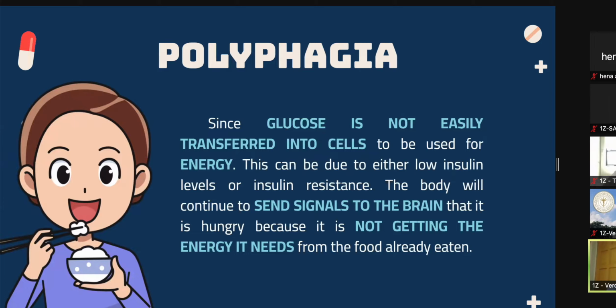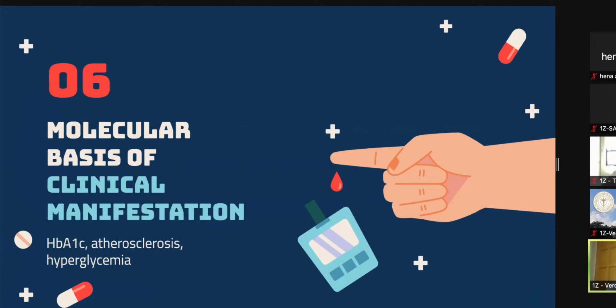In those with diabetes, since glucose is not easily transferred into the cells to be used for energy, this can be due to either low insulin levels or insulin resistance. The body will continue to send signals to the brain that it is hungry because it isn't getting any energy from the glucose itself. So with polyphagia, since the glucose does not enter the cell, it tells the brain that it still lacks energy. So the person keeps eating and eating even though there is already a lot of glucose in the body.